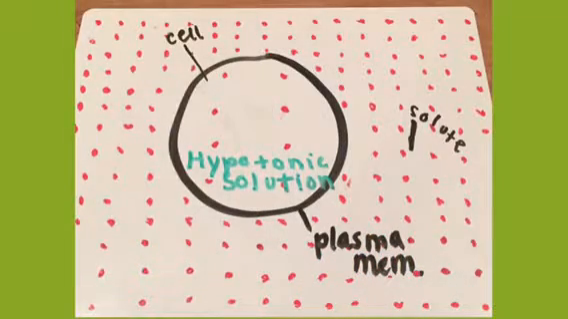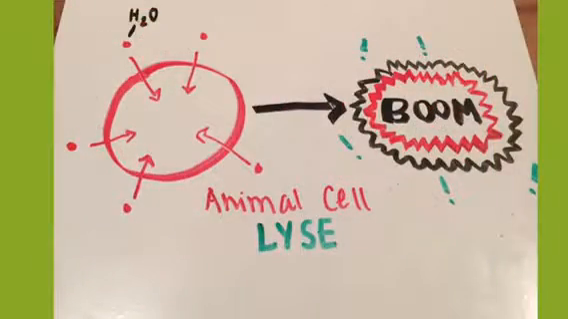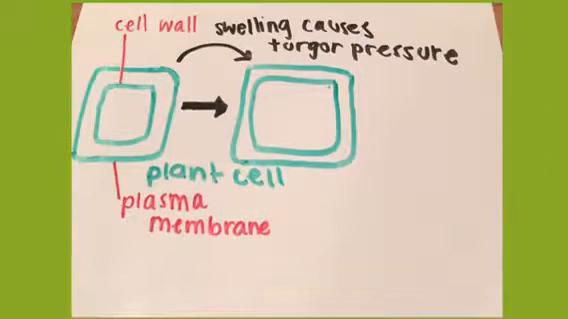A hypotonic solution is when there is a higher concentration of water outside the cell than the water concentration inside the cell. This causes water to go inside the cell, causing the cell to swell and lyse. Bursting only occurs with animal cells. Plant cells prefer a hypotonic solution. They prefer it because the swelling of the cell causes the plasma membrane to put pressure on the cell wall. This is what allows plants to stand up.